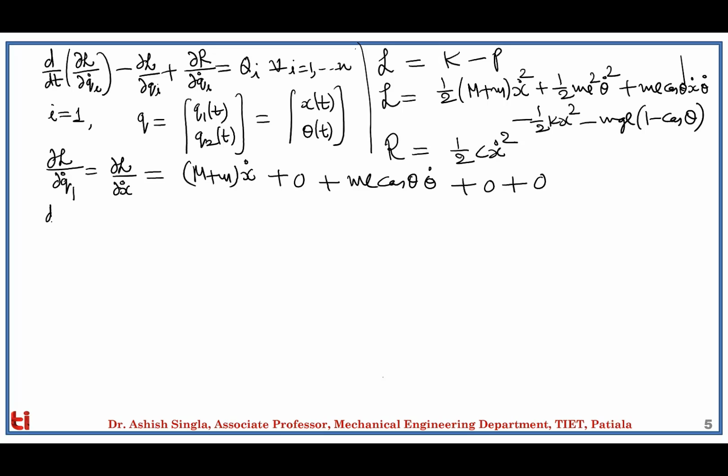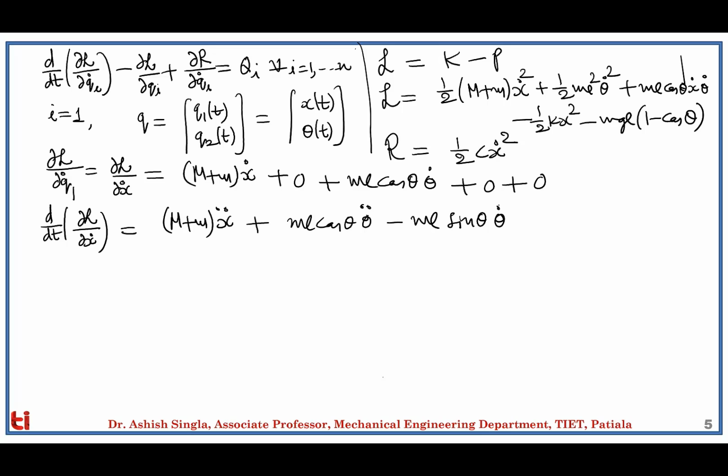So that is the del L by del x dot. Now we can take the total derivative. So d by dt of del L by del x dot will give us (M plus m) x double dot plus, here we have to apply the uv formula because both theta as well as theta dot change with respect to time. So we have the first function ml cos theta into theta double dot, and then we have ml sin theta into theta dot square.